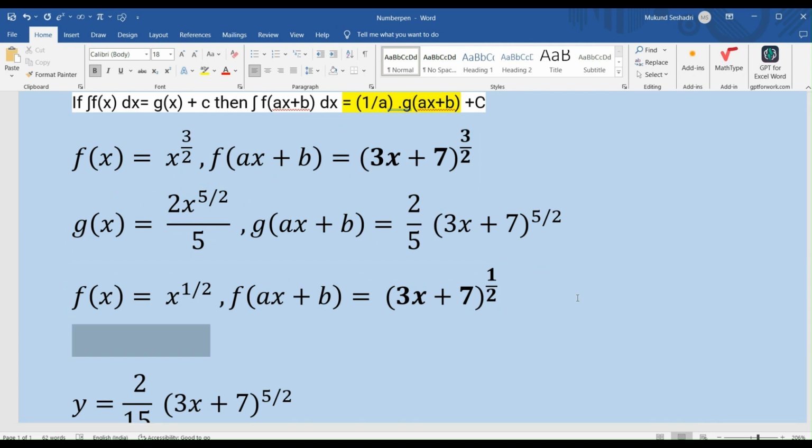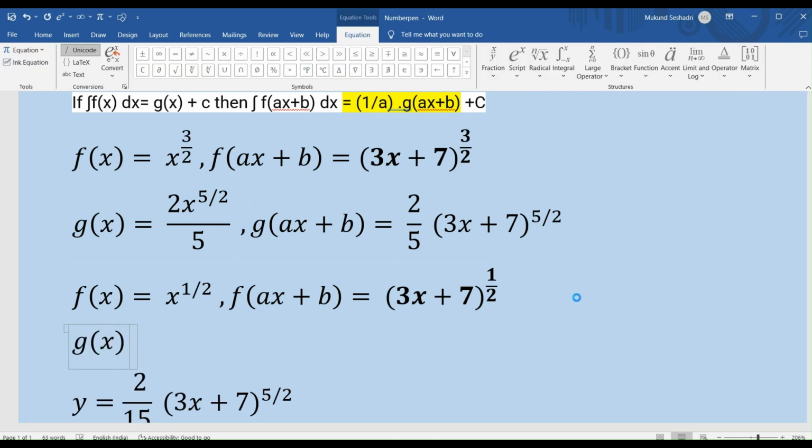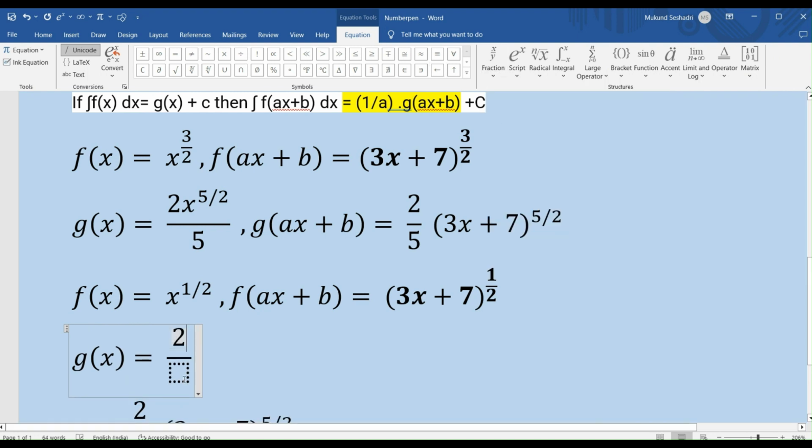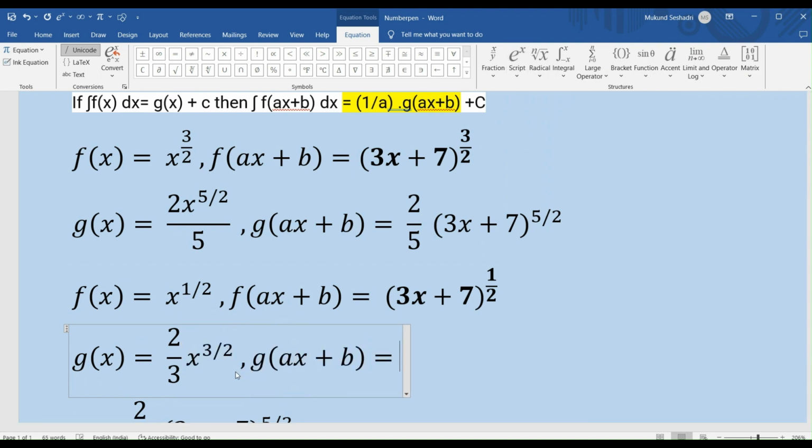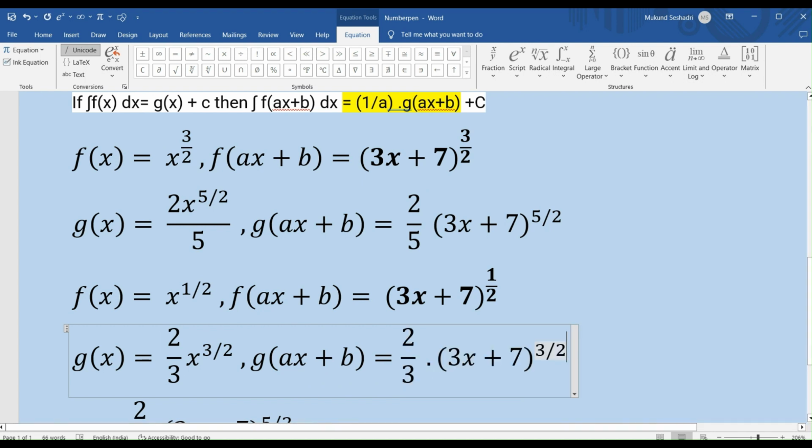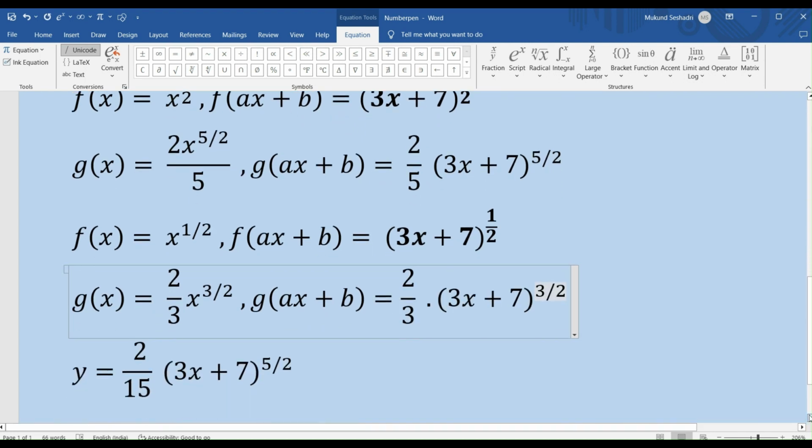And what is my g of x? My g of x comes from the integral formula which I've written down, which is nothing but x to the power n plus 1 divided by n plus 1, right? Which means I will have 2 by 3 times x to the power 3 by 2, right? Which means my g of ax plus b is nothing but, again, it is a 2 by 3 times, and in place of x, I have 3x plus 7, right? So there we have our g of ax plus b as well.